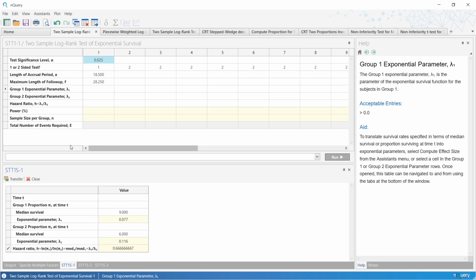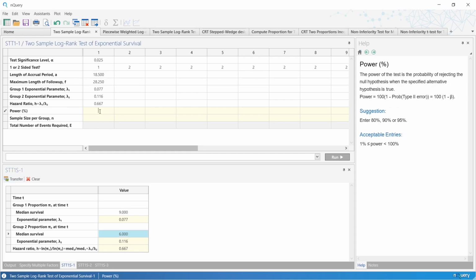So we're using here the side table, which appeared automatically when we selected the exponential parameter row 1. And this is basically just a small tool to convert between different types of survival parameters. And we now have our exponential parameters from our median survivals. And we click transfer, and those move into the main table.